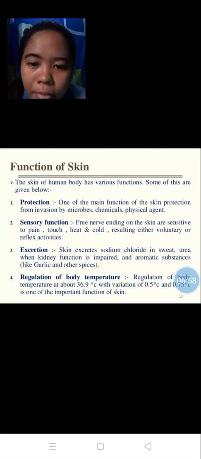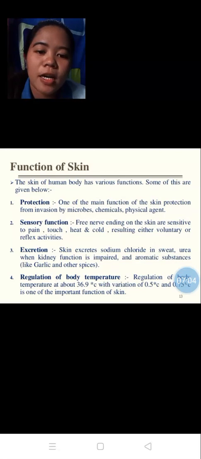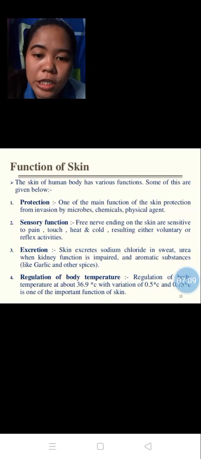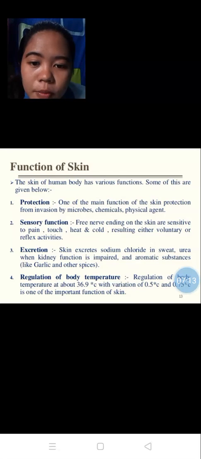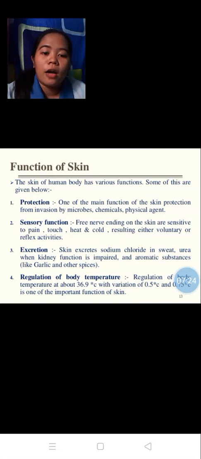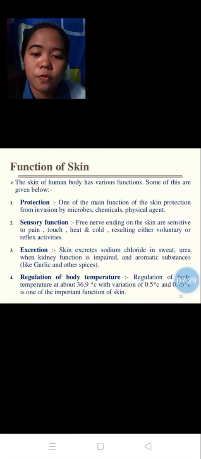So, the functions of our skin. First is protection. It is one of the main functions of the skin, protection from invasion by microbes, chemicals, physical agents, and also ultraviolet radiation. Next, sensory functions. Free nerve endings in the skin are sensitive to pain, touch, heat, and cold, resulting in either voluntary or reflex activities. Those are the functions of our skin.